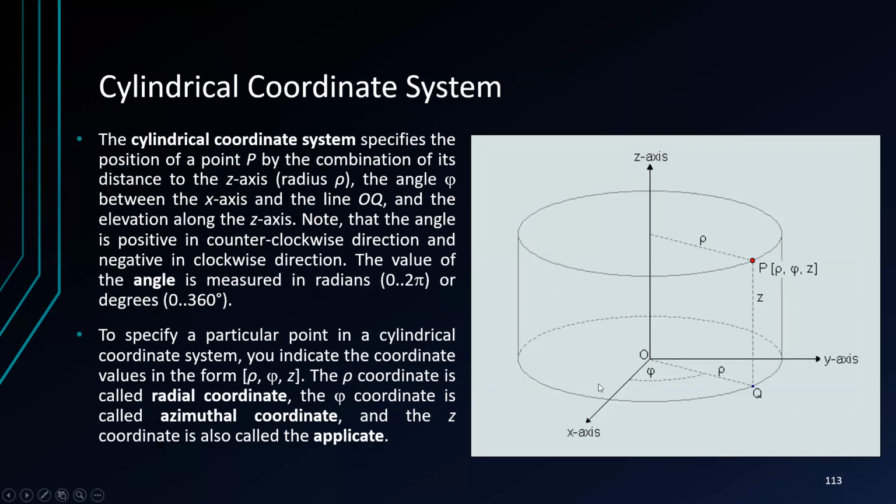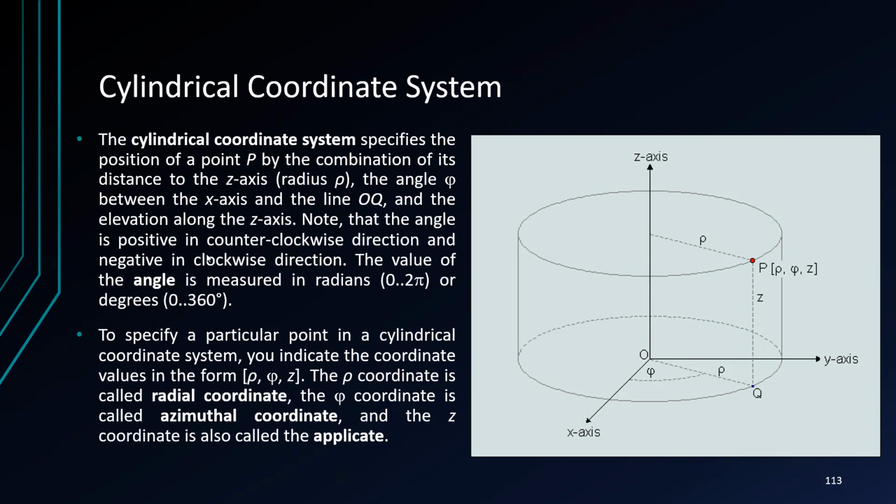The cylindrical coordinate system specifies the position of point P by the combination of the distance to the z-axis, radius rho, yan, yan, the angle, this is P, between the x-axis and the line OQ. Yan, x-axis, then OQ. So, dito mo ang x mo, ang y mo, then z pataas. So, ditong x and y, dito yung polar. Okay? So, dito is normal z-axis.